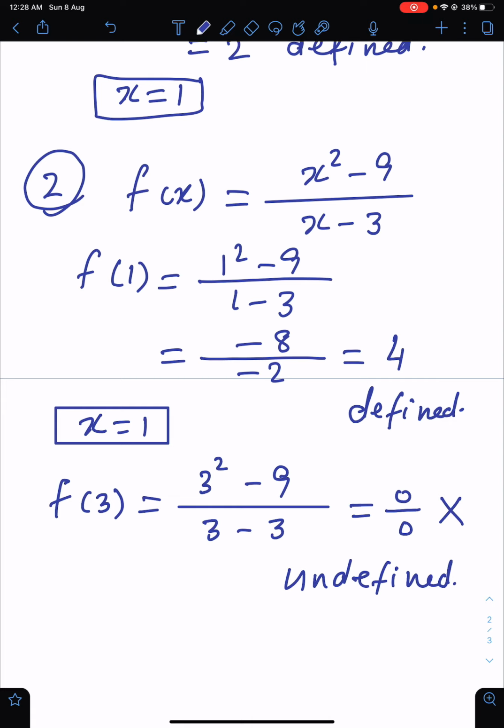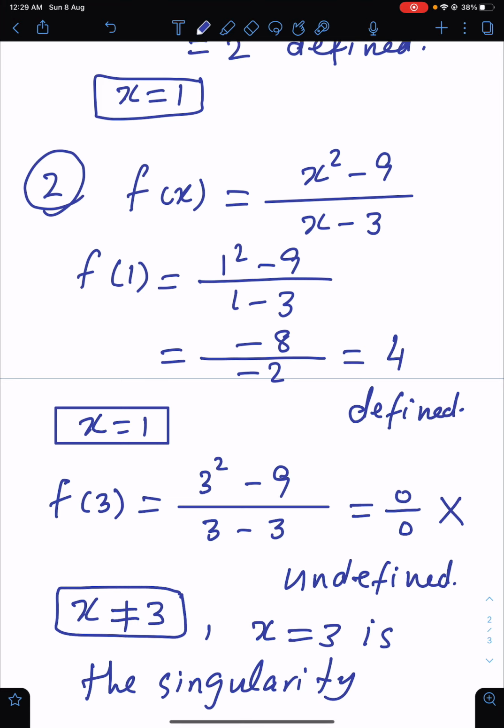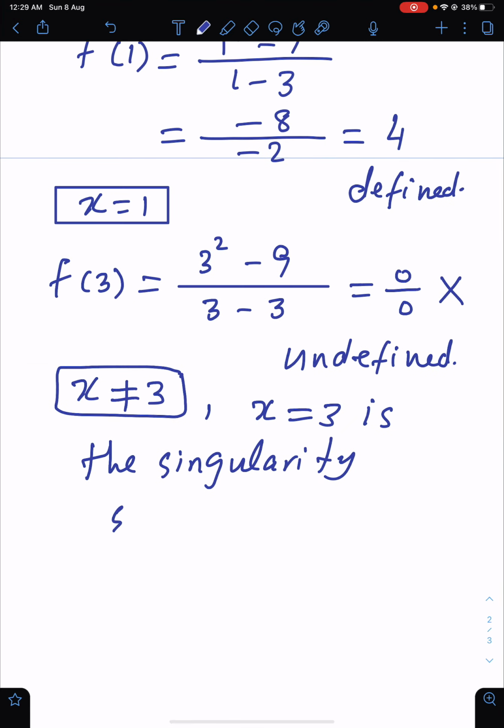So in this case, we're going to say x cannot equal 3. Why? Because x being equal to 3 is the singularity. Or we could say singular point. Both of them are the same.